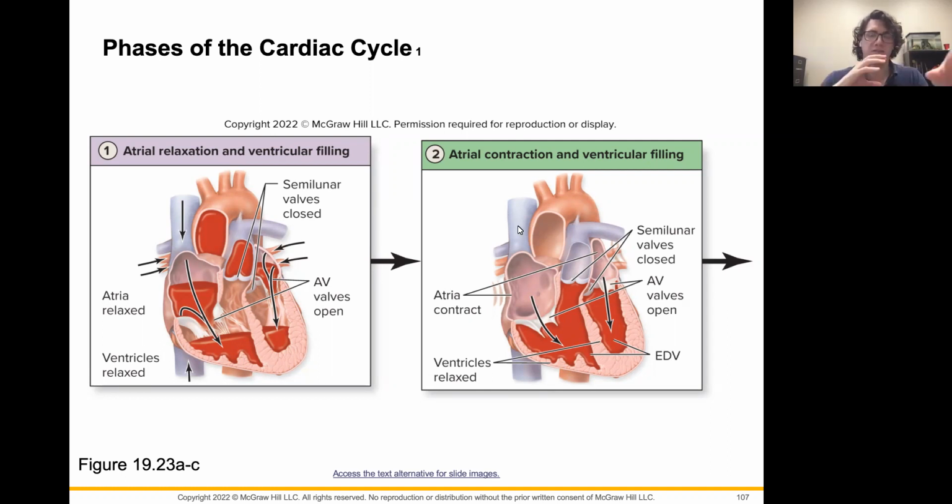Now, in the previous video, we did talk about the SA node initiating a contraction in the atria, and then that contraction of the atria goes down through the bundle of His, down through the bundle branches, and then finally out through the Purkinje fibers so that we can contract the atria.